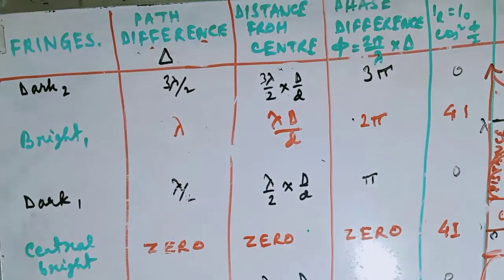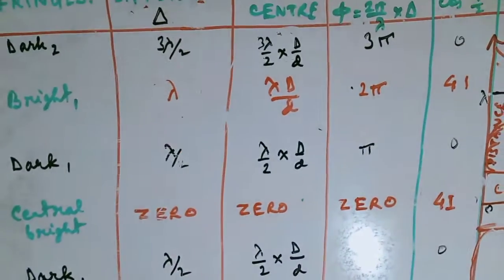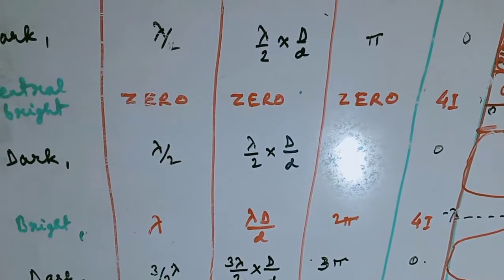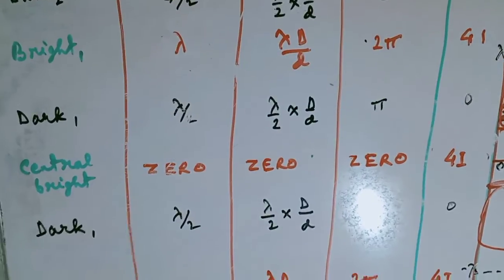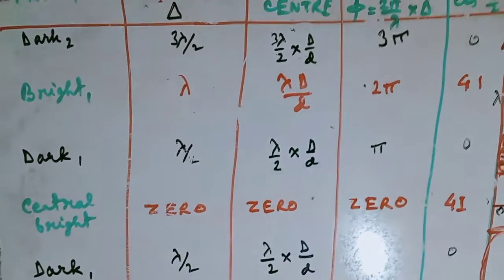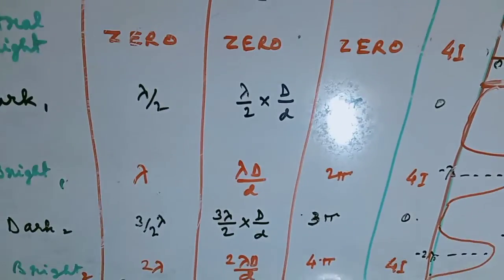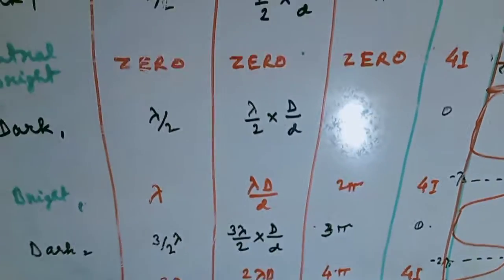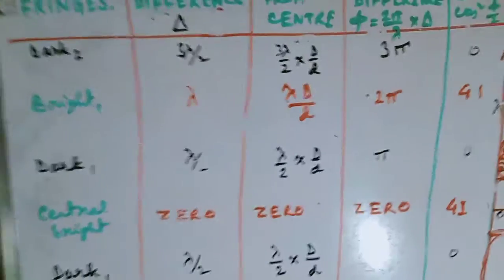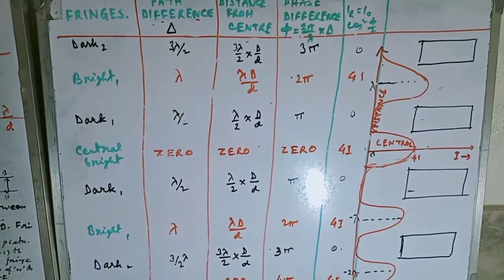Similarly, see all the path differences: first dark pi, second dark pi, first bright 2 pi, first bright upward region 2 pi, second bright upward region, downward region 2 pi, second dark upward region 3 pi, and the third dark in the downward region will be the same as in the upward region. So whatever be the case, you have to remember this table, it will be of immense help.